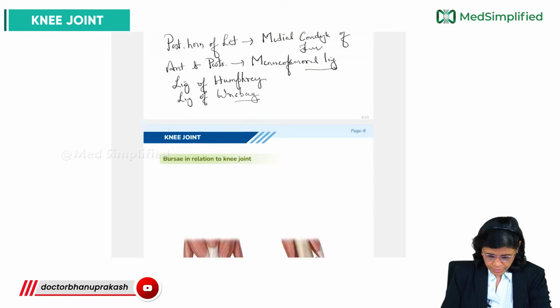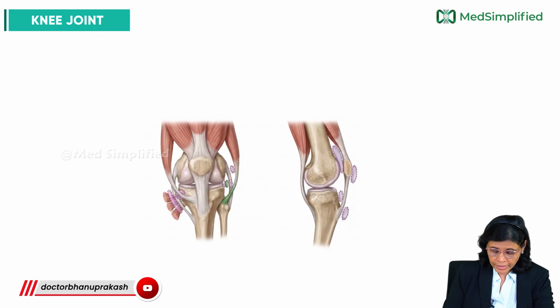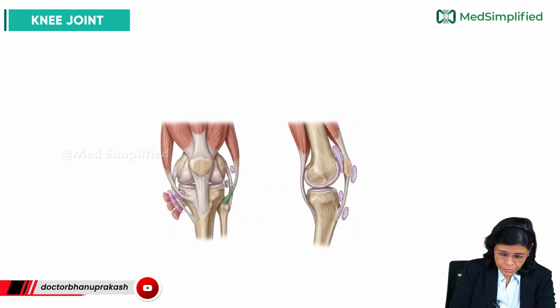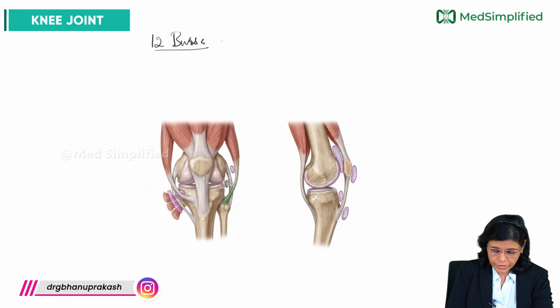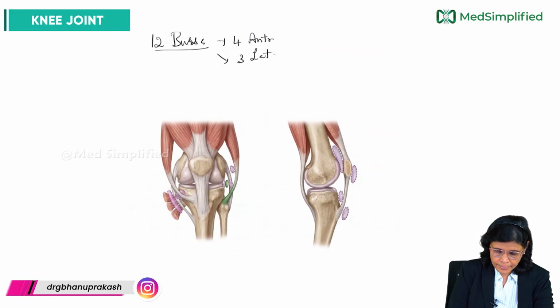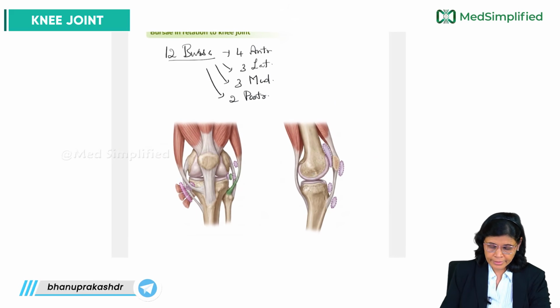Then, coming to the bursae around the knee joint. There are about 12 bursae in relation to the knee joint: 4 anterior, 3 lateral, 3 medial and 2 posterior.